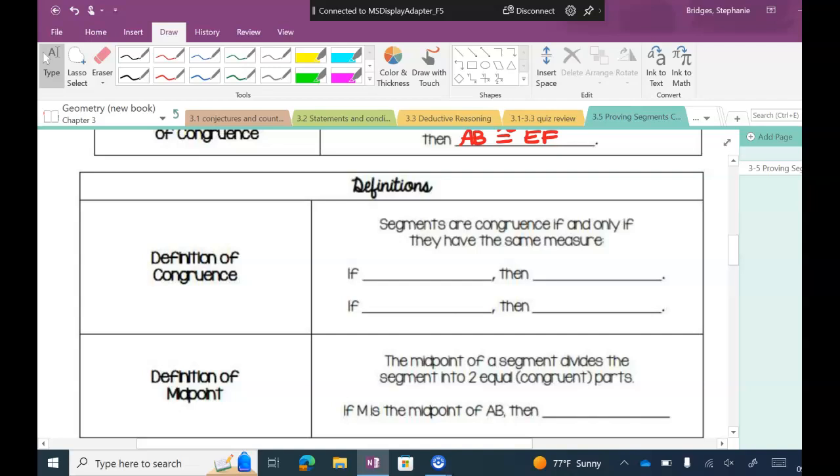So, with the definition of congruence, I can say that if segment AB is congruent to segment CD, then they're going to have the same measure. So what we do is we say that the length of AB equals the length of CD. You have to pay attention to the difference in the way that we wrote that. I'm going to give everybody a minute to write it down so I can talk about it.